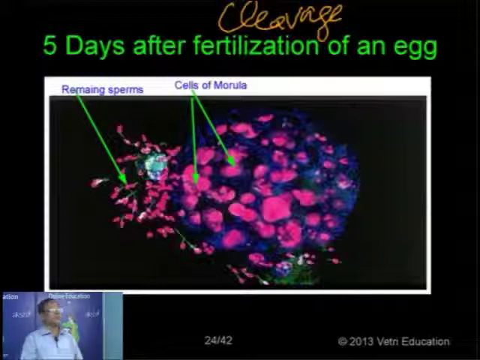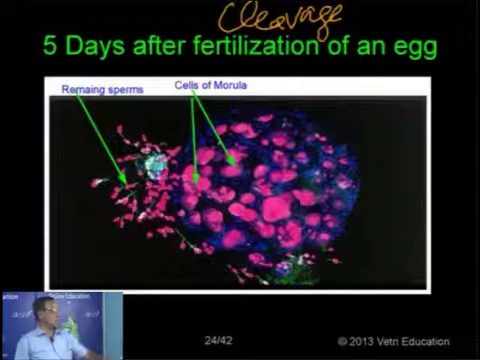But in the case of frog it is called blastula. In the case of bird it is called blastodisc. So it is named differently: either blastodisc in birds, blastula in frogs, or blastocyst in humans. So we have different names for the embryo that we receive after the cleavage process.